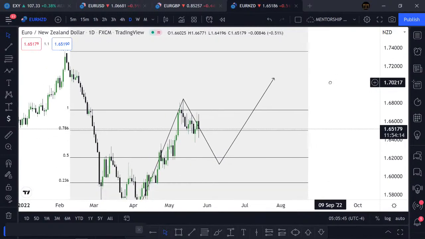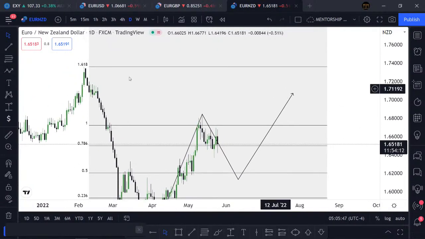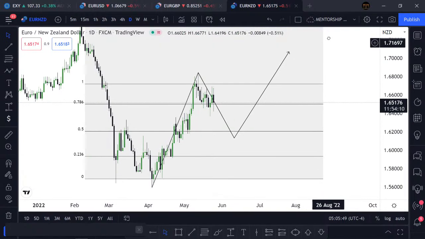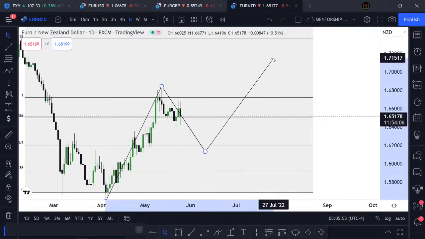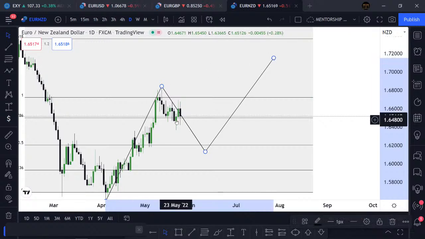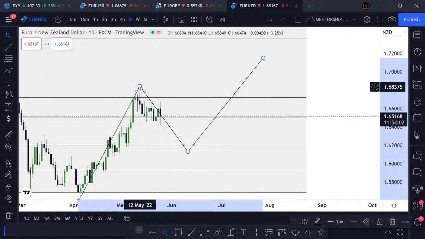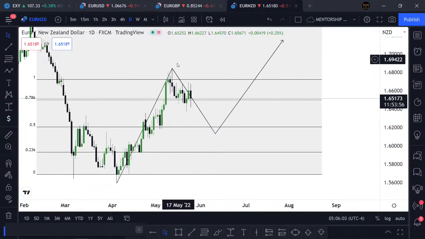Okay, my next take profit wouldn't be above these highs, but here I will be looking for a few pips, like 200 pips, 100 pips, okay, above this high, above that next swing point. I'll be looking for 50 to 100 pips. I wouldn't be looking for much on the euro New Zealand.